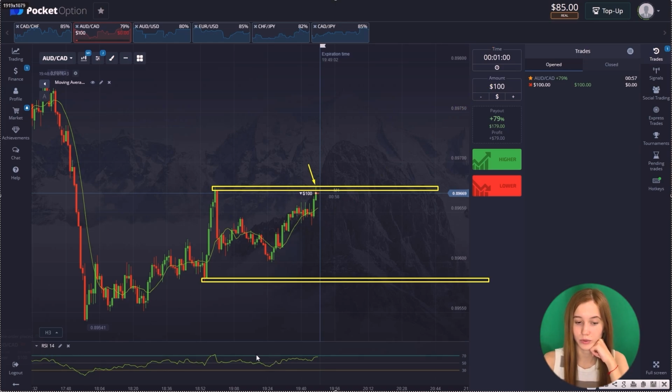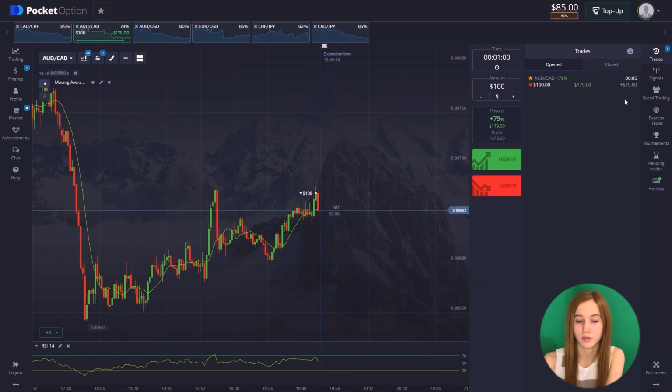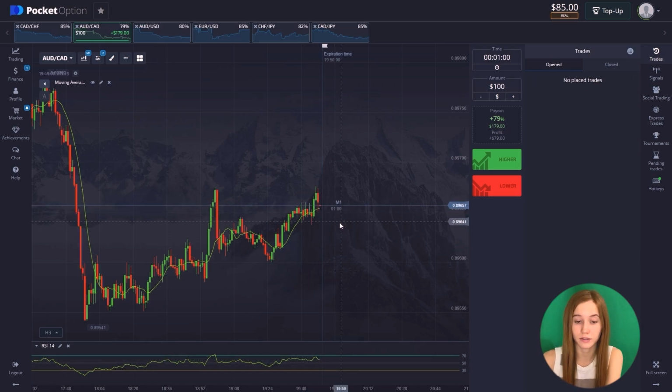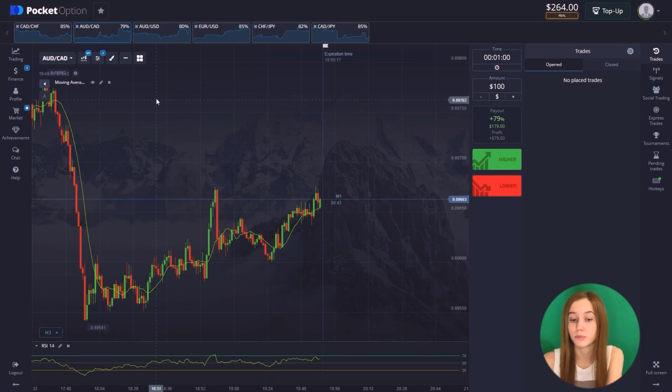RSI also, we see we reached the overbought area in the upper position. 4 seconds left until the end, and the trend is falling. The RSI indicator also looks down. Okay, good. We have a plus, still $79 on our balance, is our profit. So I recommend you use these indicators as confirmation of your technical analysis.